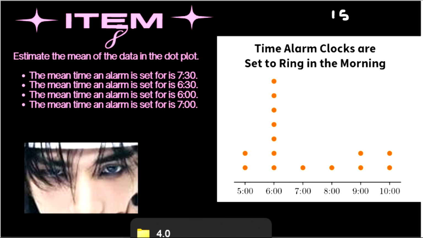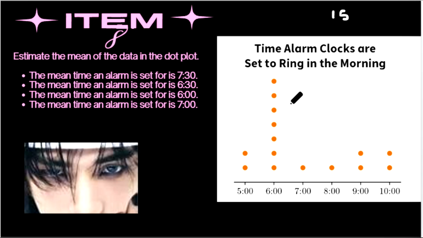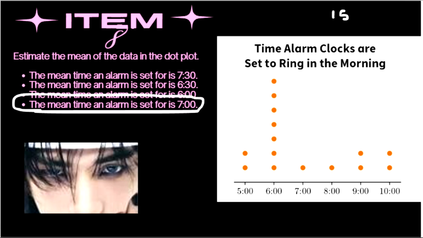Okay, so let me grab my calculator. So you have to add 1 for each dot. So it's 5 plus 5 plus 6 plus 6 plus 6 plus 6 plus 6 plus 6 plus 6 plus 7 plus 8 plus 9 plus 9 plus 10 plus 10. Okay, that's all 15 values. That gives us 105, and we're going to divide that by 15, and that's going to give us the mean, which is 7. So the mean time an alarm is set for is 7 o'clock.